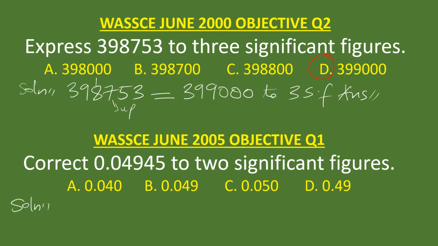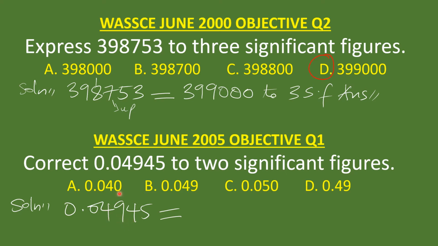Solution. We have 0.04945. This is now going to be equal to what? They said to 2 significant figures. So from here, these 00, they are called leading zeros or beginning zeros, so they are not significant. So the first significant is 4. The second significant is 9. They said 2 significant.